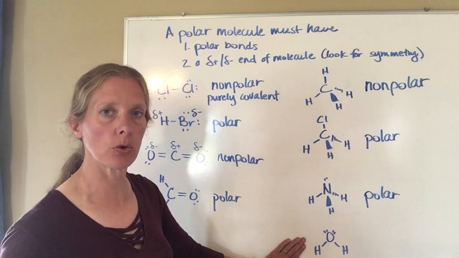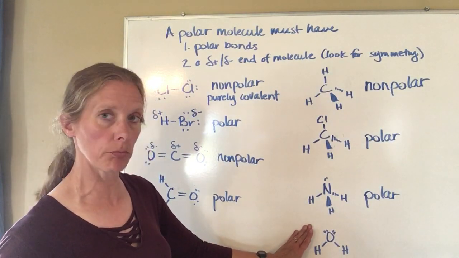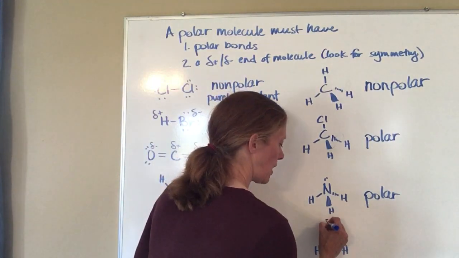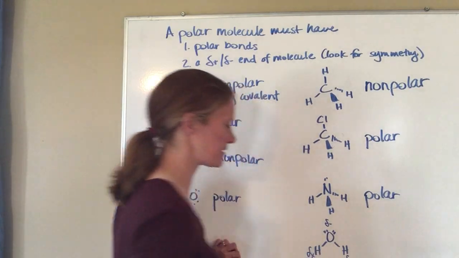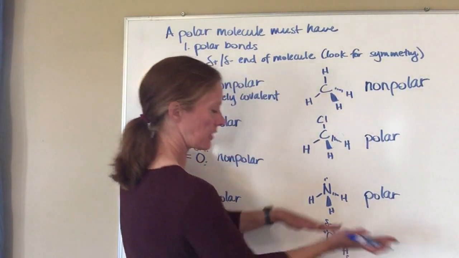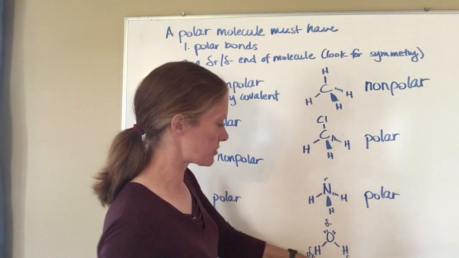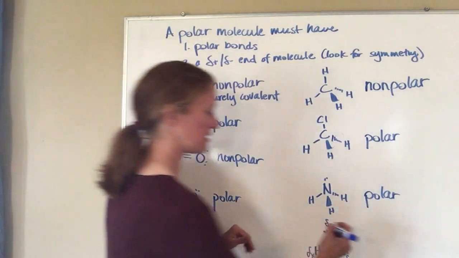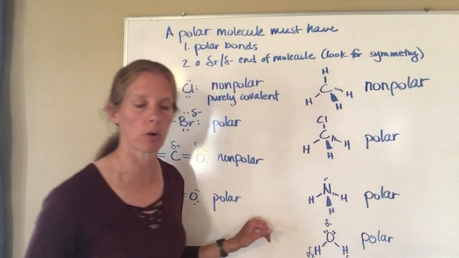The water molecule, again, very similar to that. The oxygen is going to pull more of the electrons than the hydrogen, so this is partially negative. These are partially positive. So I can say this side of my molecule is positive, this side of my molecule is negative. It's got a bent structure to it. Since here I've got a positive side and a negative side, this molecule also will be classified as polar.